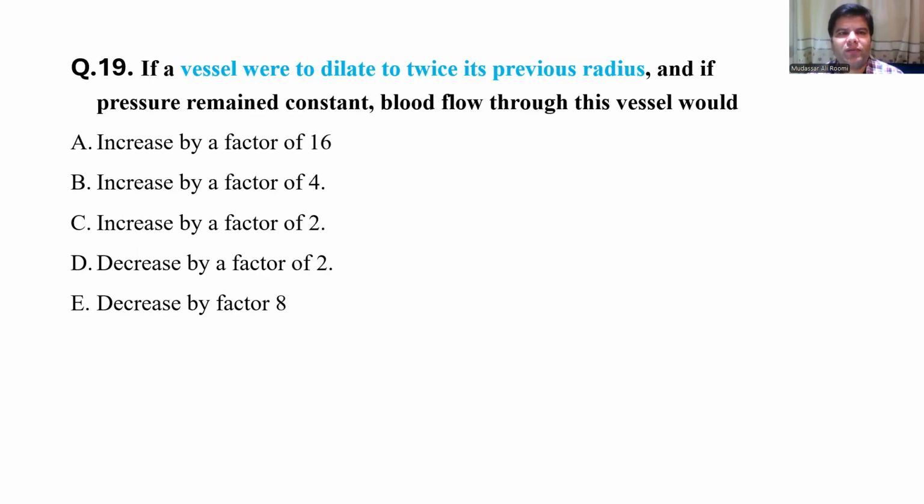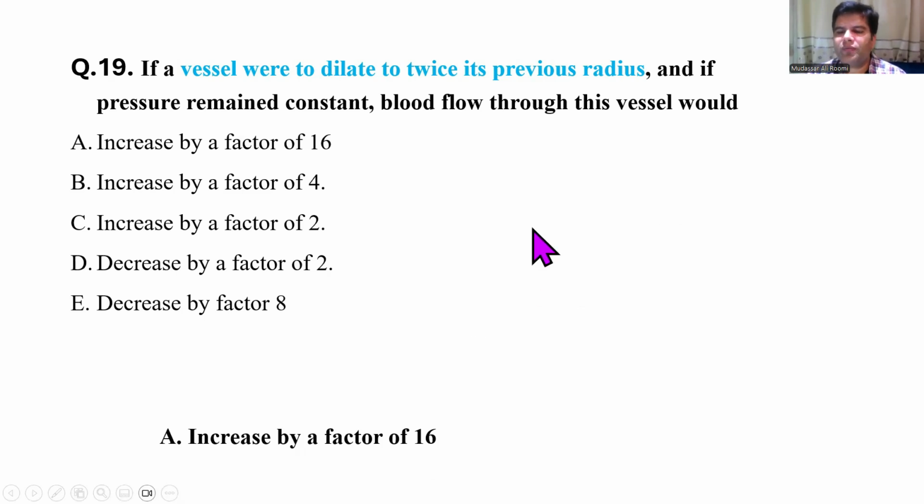Next question is, if a vessel were to dilate to twice its previous radius and if pressure remained constant, blood flow through this vessel would, and the options are A increased by a factor of 16, B increased by a factor of 4, C increased by a factor of 2, D decreased by a factor of 2, E decreased by a factor of 8. And the answer is increased by a factor of 16.